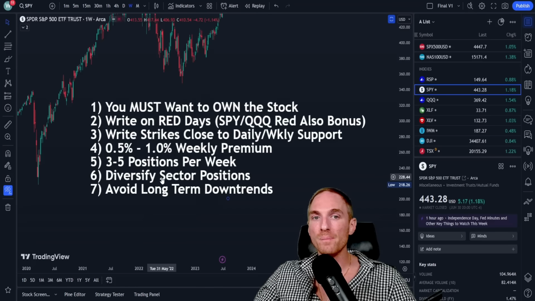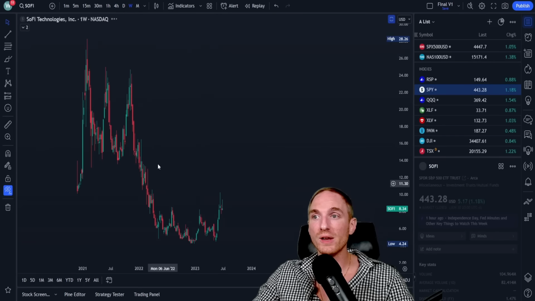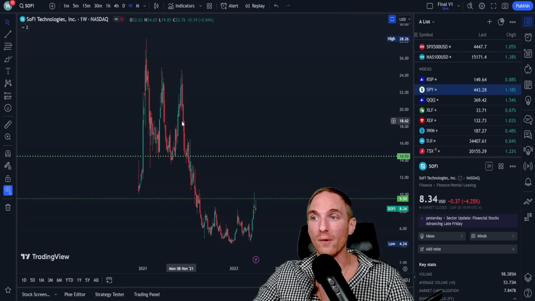And number 7, avoid long-term downtrends. A long-term downtrend would look something like a SoFi, right? Where something has been coming down and down and down and down for a very long period of time. There's other ones that I can also bring up, right? Avoid stocks that are on a weekly, longer-term downtrend, right? It'll save you a lot of headache when going through these positions, guys.